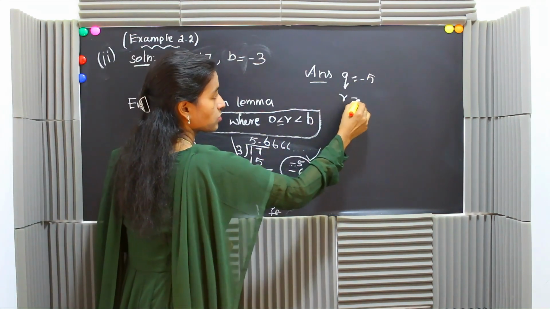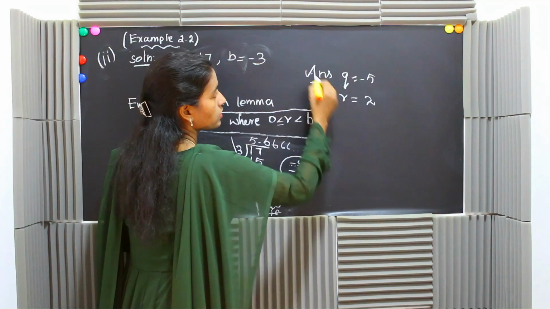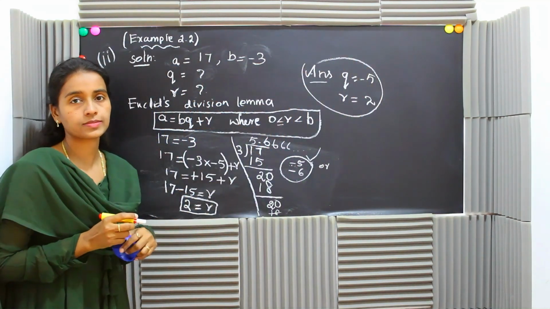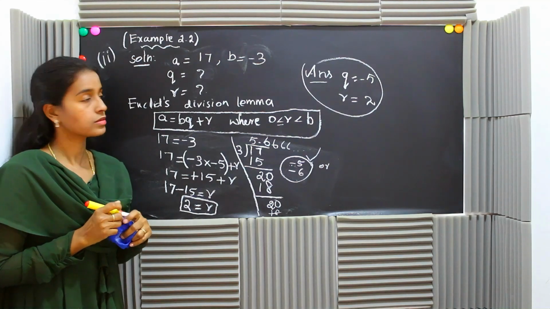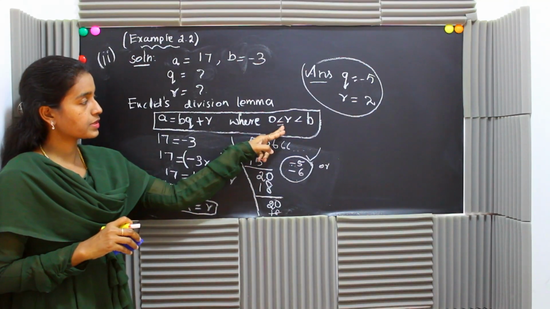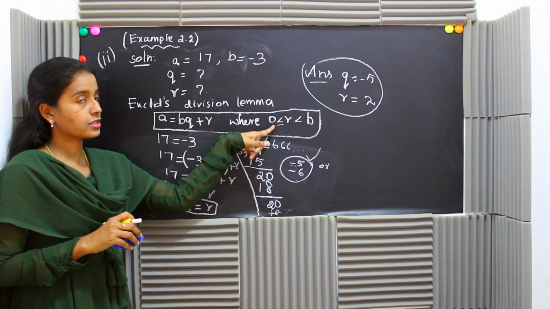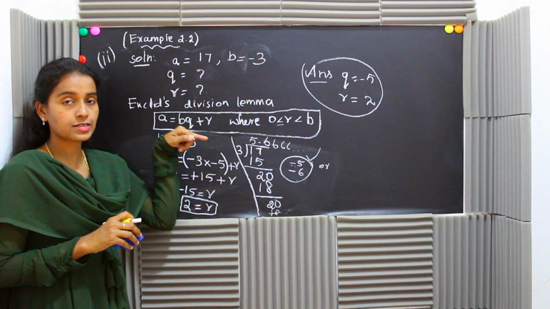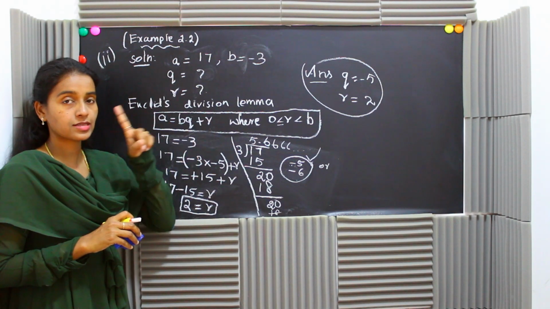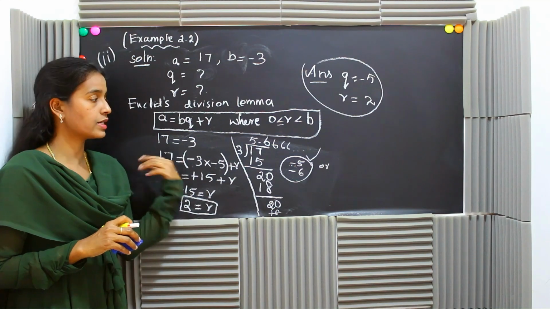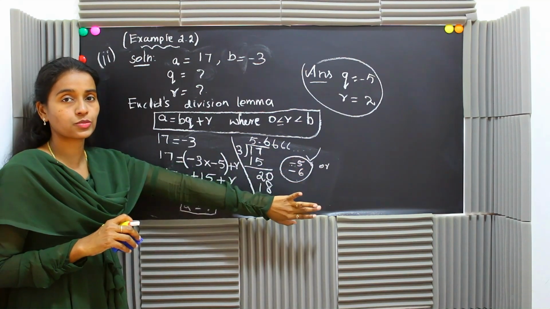R is 2. This is the answer of the second sub question. Here R should be greater than or equal to 0, right? If you are getting a minus number, that is not a correct answer. So that is why we are going for the next option.